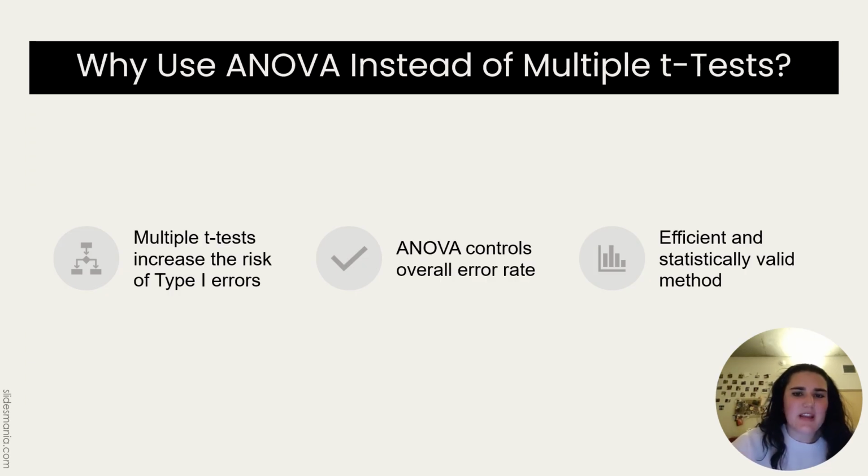Now, why would we even use ANOVA instead of multiple t-tests anyways? Well, with multiple t-tests, we often run into a big issue, which is error inflation. Each t-test carries a 5% risk of type 1 error, or false positive. And multiple t-tests also mean multiple chances for false positives, increasing the error inflation. ANOVA controls this risk. It tests everything in one overall analysis. This keeps your findings statistically valid and professional.